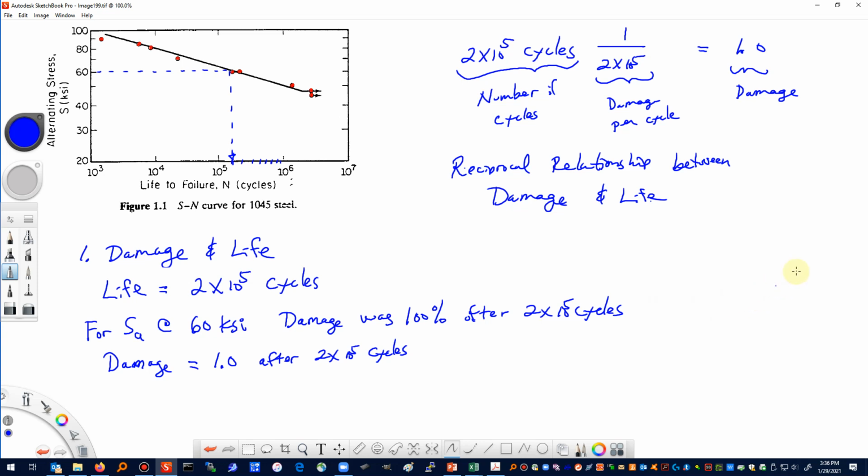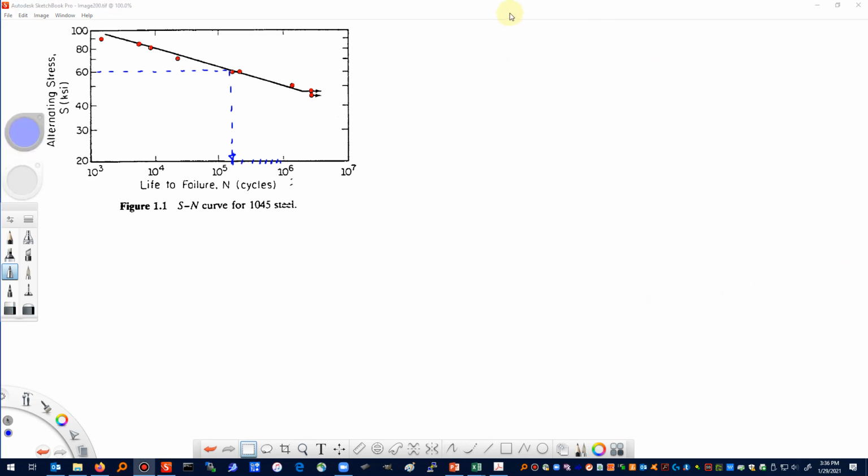All right, let's make a little bit more room. All right, so let's just write this 60 KSI life down again. So at 60 KSI for a cycle, the damage per cycle is 1 over the number of fatigue cycles to failure at 60 KSI. In this case it is 1 over 2 times 10 to the 5th.